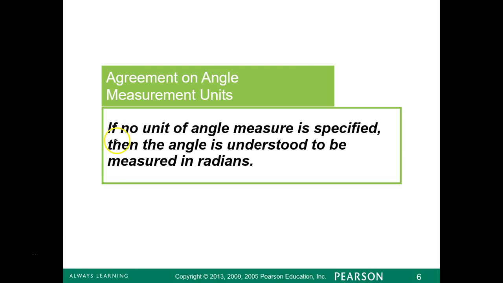Okay, this is what I've stated before whenever we're converting degrees to radians and back and forth. I said if no unit of angle measure is specified, then the angle is understood to be measured in radians. Same thing goes for your book. If you don't see a degree symbol, then it's understood to be radians.